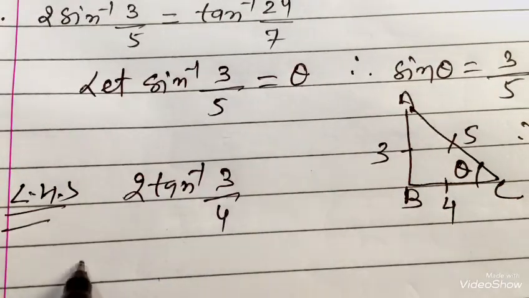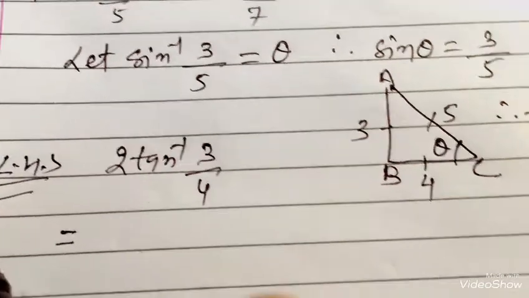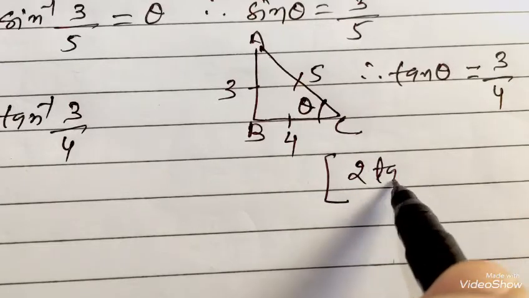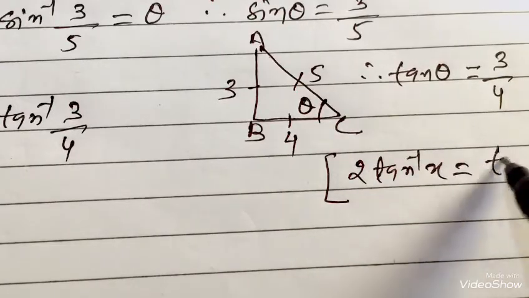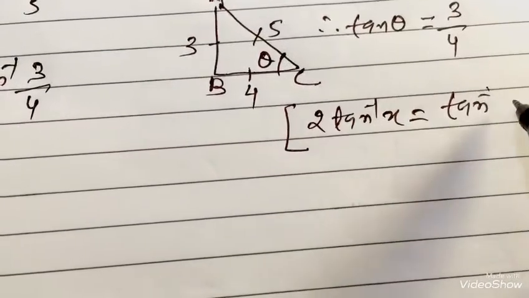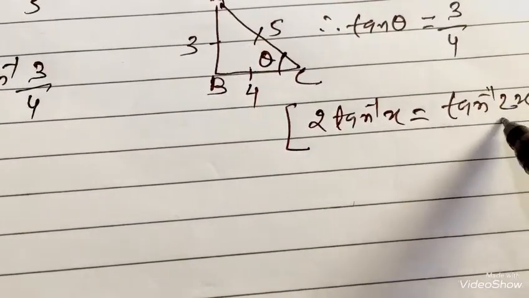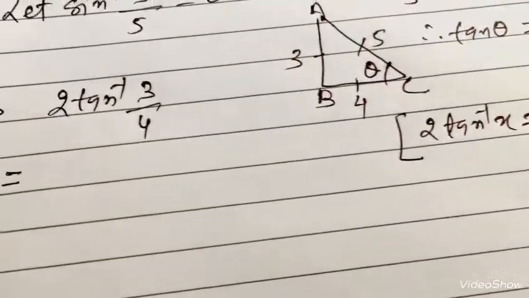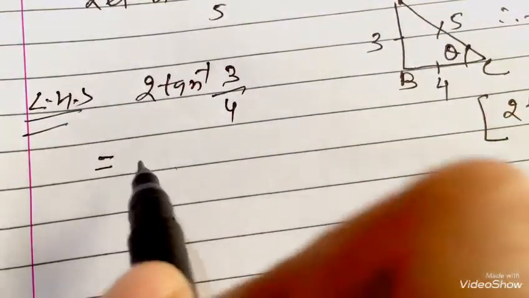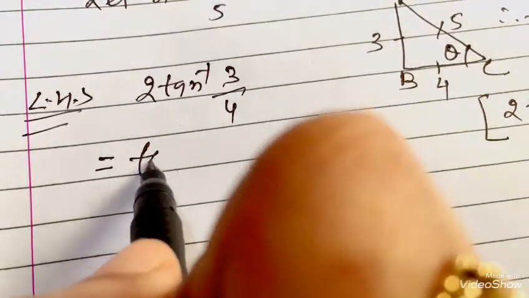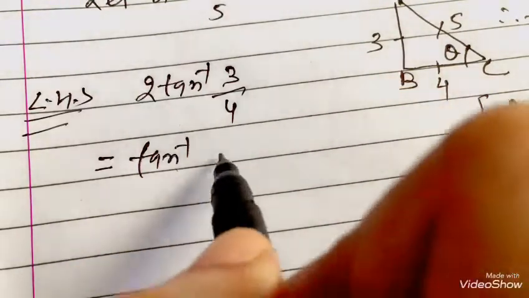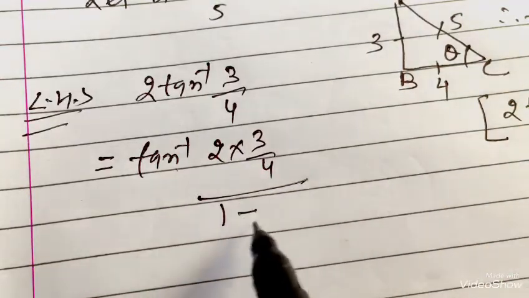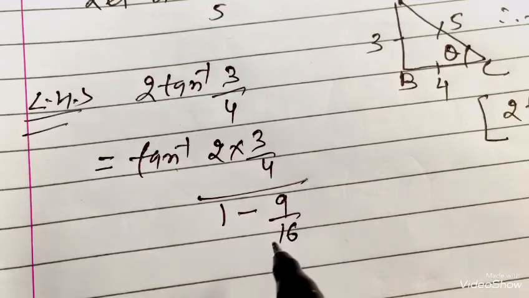And now apply the formula. 2 tan inverse x. What is the formula? It is tan inverse 2x upon 1 minus x square. So, student, apply here the formula. We will get tan inverse 2 into 3 by 4 and here 1 minus 9 by 16.